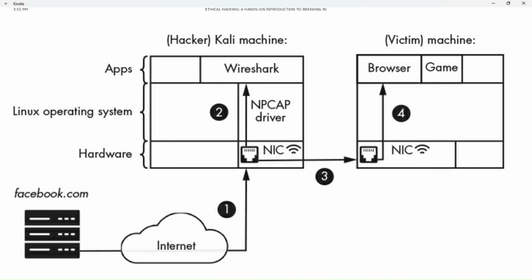Okay, so we'll look at this. So here's the hacker, the Kali machine, so that's mine. The app is Wireshark, the Linux operating system, the npcap driver. Hardware is the NIC. NIC to NIC. So we're gonna follow the one. I don't know what I'm doing. So facebook.com is the website. It goes on the internet, goes to my NIC. It goes to the hacker's NIC, and then it goes to the npcap driver to Wireshark. Then it goes to the NIC of the victim's machine, and then their browser. Okay.